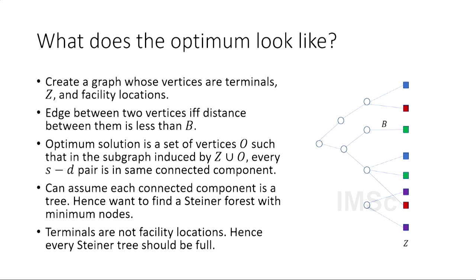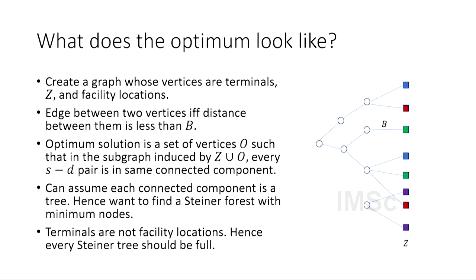Let's see why. So what property should this have? So this should be some kind of a connected subgraph. We'll assume it's a tree. And it should be such that every pair appears in a connected component or the other.